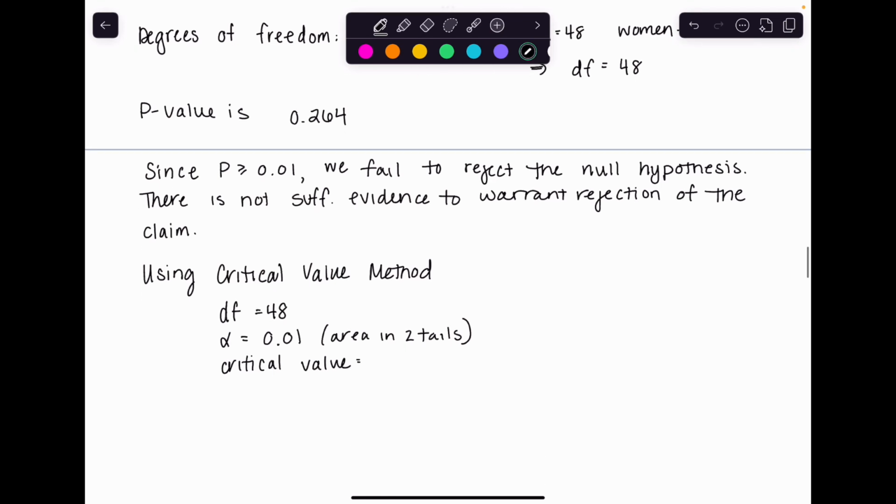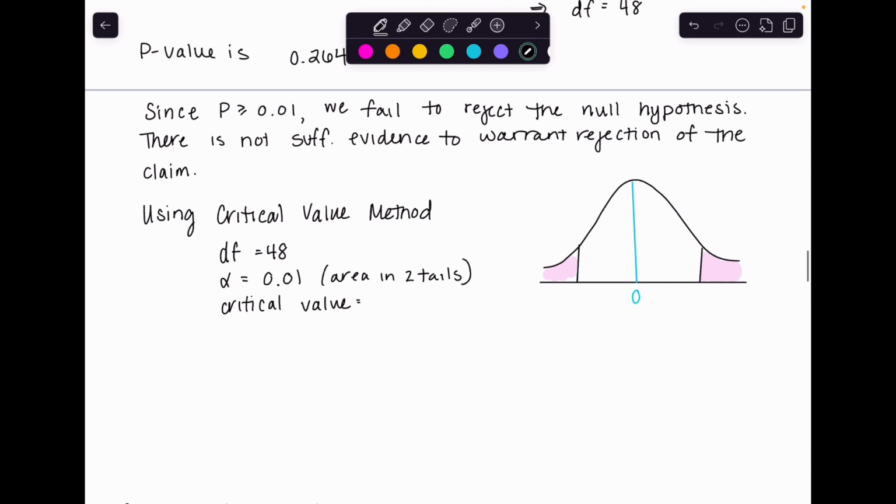So drawing a little picture of what's going on here. For our t distribution, we have symmetry, and these are the two critical values that define my rejection region. If the test statistic falls in this rejection region, that's when I can reject the null hypothesis. Again, I have symmetry, so right here in the middle is equal to 0. So I need to go to my table and figure out what that critical value is.